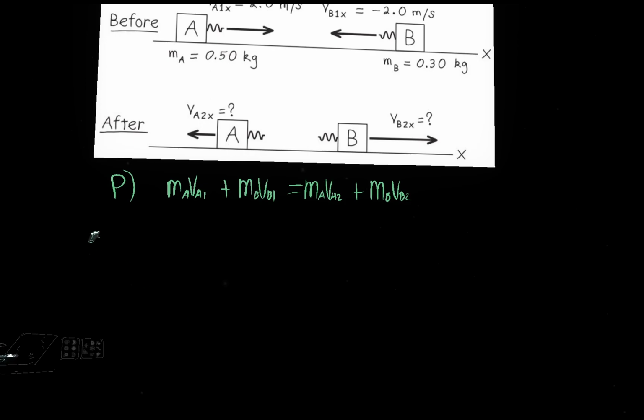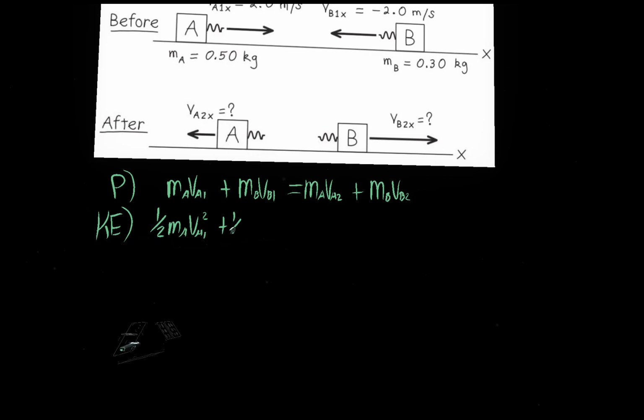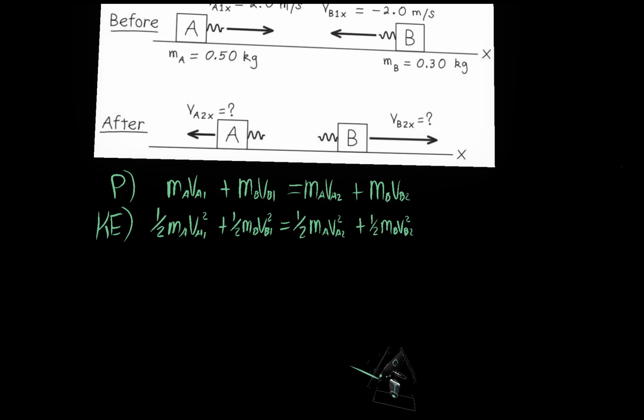And then kinetic energy, I'll do this, KE. We have 1/2 ma va1 squared plus 1/2 mb vb1 squared is equal to the kinetic energy of both combined after, 1/2 ma va2 squared plus 1/2 mb vb2 squared. So those are our two equations that we know are true for this scenario.